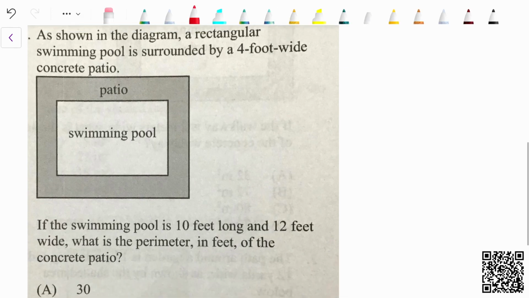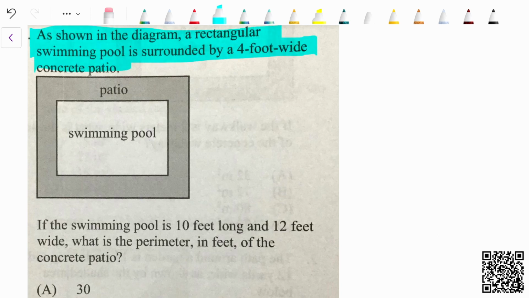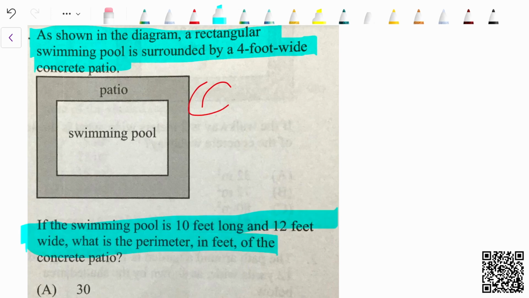And, okay, so the next question. As shown in the diagram, a rectangular swimming pool is surrounded by a 4-foot wide concrete patio. This is said patio. If the swimming pool is 10 feet long and 12 feet wide, what is the perimeter in feet of the concrete patio? And let's look at it here.